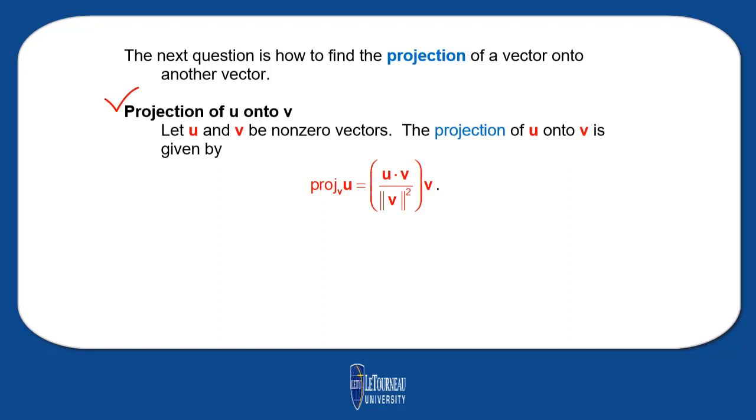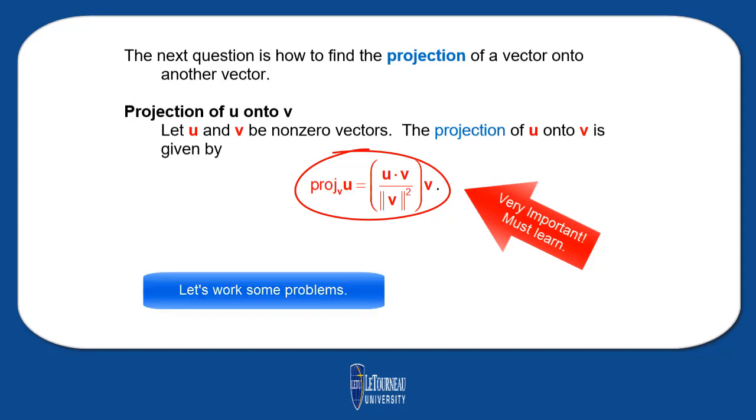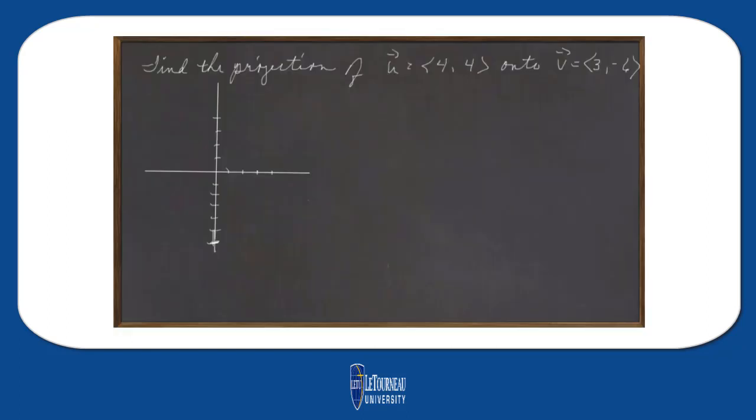The next question is, how do you find the projection? So we have a formula here for the projection of u onto v: the dot product of u and v divided by the magnitude of v squared, times the vector v. Let's look at an example.